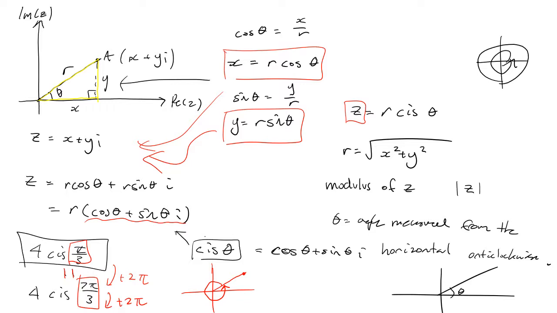So sometimes we write the polar form of a complex number as r cis theta, so that's whatever the angle is, plus, now we can add 2 pi an infinite number of times, right? So we put 2n pi, and now n is just an integer.